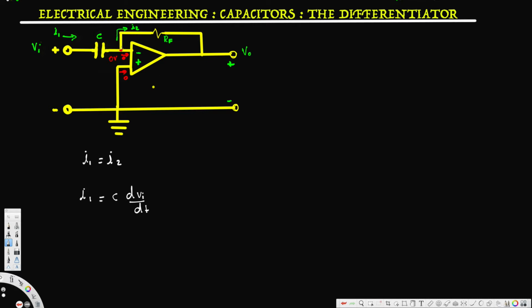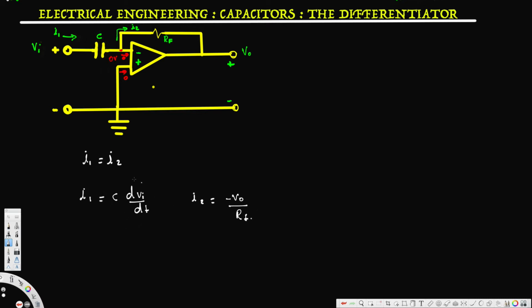For this current, we can look at the voltage difference over the resistance in between. So I2 is equivalent to 0 minus VO, so we can say just minus VO divided by the resistance in between, that is RF. From this we can create the equation.